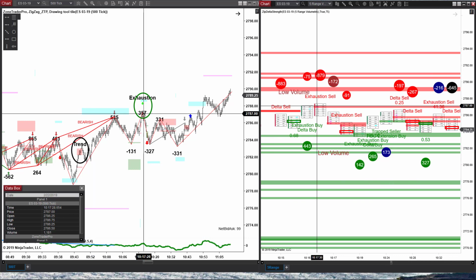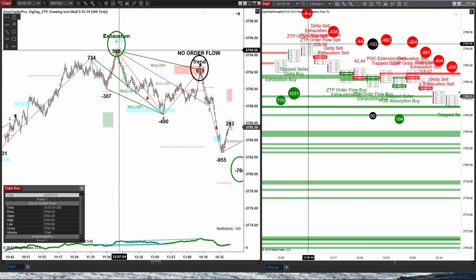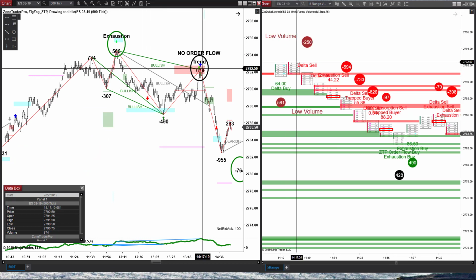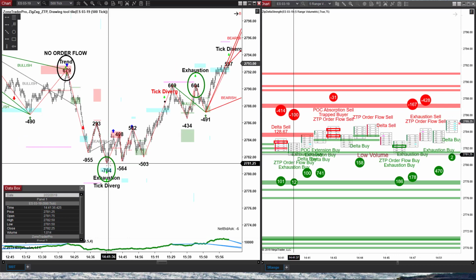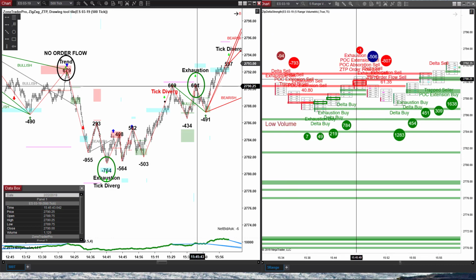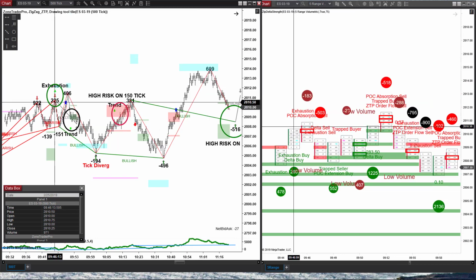We have an exhaustion pattern here. We have a second exhaustion pattern here, and here we had a magnificent trend trade. However, there was no order flow until you were significantly out of the range of that trade. At the low down here, we had a tick divergence exhaustion pattern that was successful. We had an exhaustion pattern at the end of the day that again was successful, and that wraps up February 22nd. For February 25th, we have a successful exhaustion trade here.